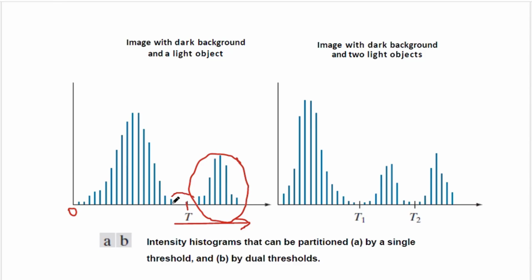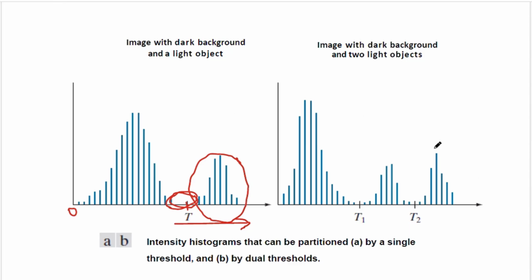See here, there exists a valley point in which there is no histogram impulse. You have to choose the point midway between these two valleys, T. Now, less than T, this becomes 0, and greater than T means 1. You are separating the background and foreground. Okay, so this is called single level thresholding.